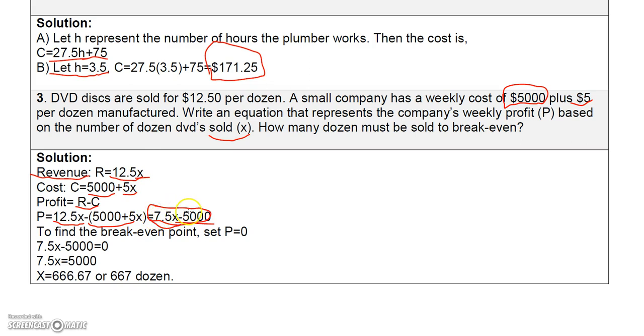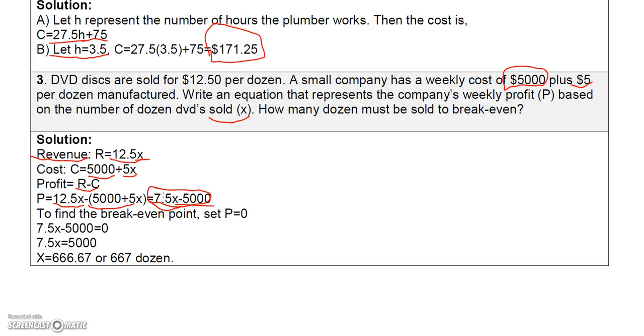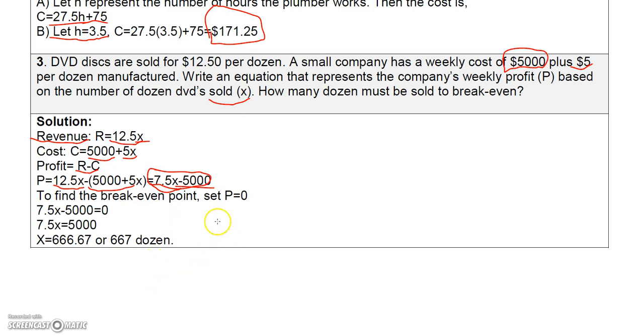Now, in order to break even, you break even when your profit is 0. You also can think of it as when revenue equals cost, but still you break even when your profit is 0. Because in the beginning you're losing money, so you're not making a profit, but once you reach a certain point in manufacturing, your profit reaches 0, and then anything beyond that you'll get a profit of greater than 0. So I want to find when the profit is 0. So I'm going to set this profit function equal to 0 and solve for x.